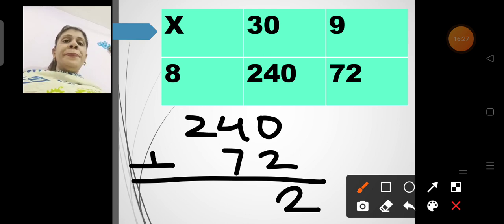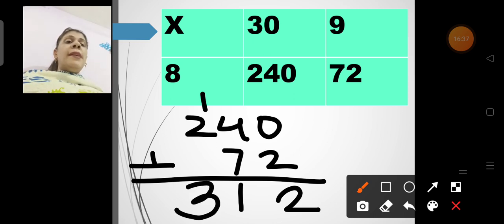Okay, so 0 plus 2 will be 2. 7 plus 4 is 11. So 1 here and 1 will be carried over. 2 plus 1 will be 3. So what answer do I get? 312. That means when I multiply 39 by 8, I get my answer 312.